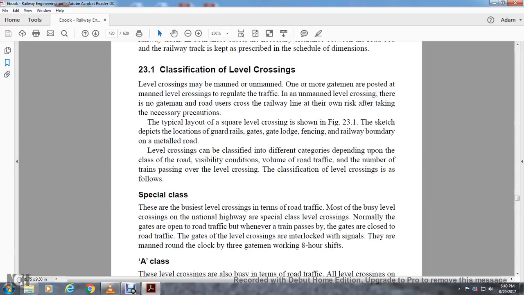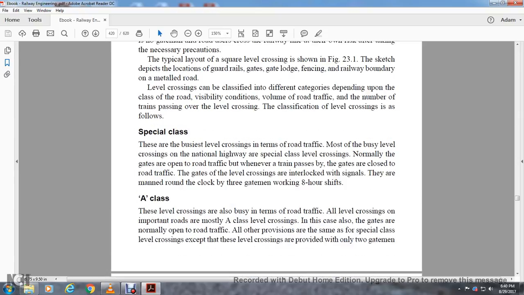Special class: the busiest level crossings in terms of road traffic, such as those on national highways. Normally the gates are open to the road traffic and are closed whenever a train passes. The gates of these level crossings are interlocked with a signal. They are manned around the clock by three gatemen working 8-hour shifts.